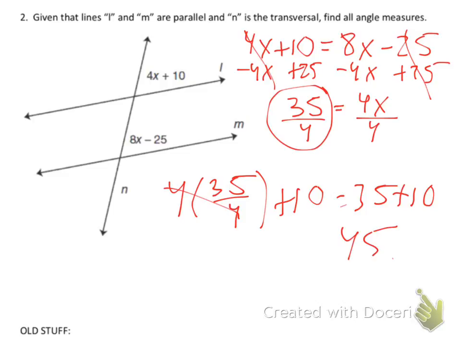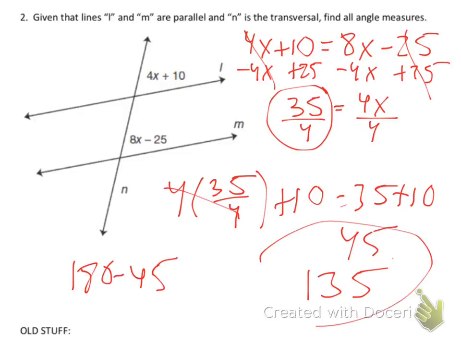That's one of them. What's the other one then? 135, because it's 180 minus 45. You've now found all of the angle measures. It's only 2. Not so bad, right?